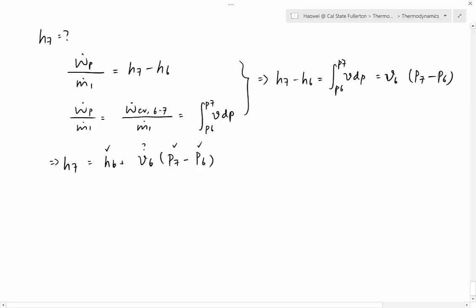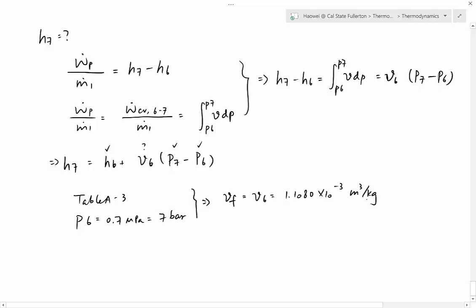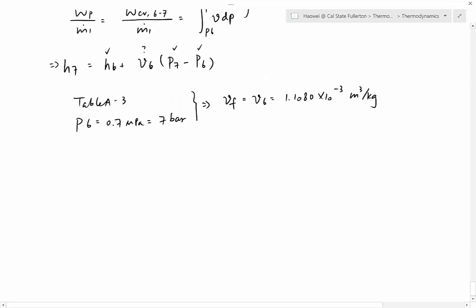Do exactly the same thing as what we did for number 5. So we go to table A3. We start from the pressure P6. P6 is 0.7 megapascal, which is 7 bar. You go to the table and look for nu F, and nu F is your nu6. From the table, the value is 1.1080 times 10 to the negative 3 cubic meter per kilogram. So that's nu6. Now I have everything to find H7.